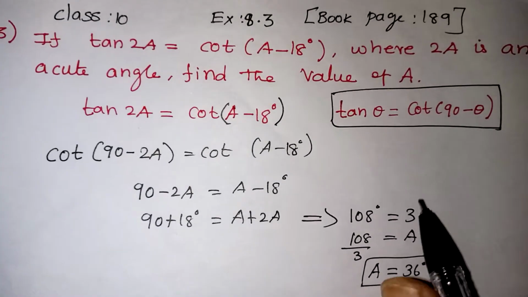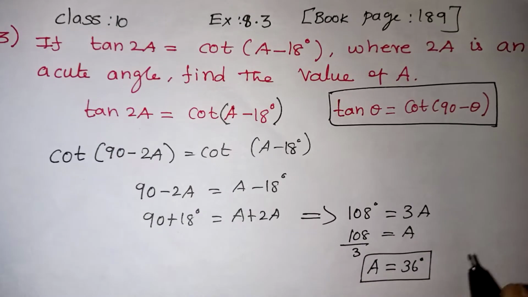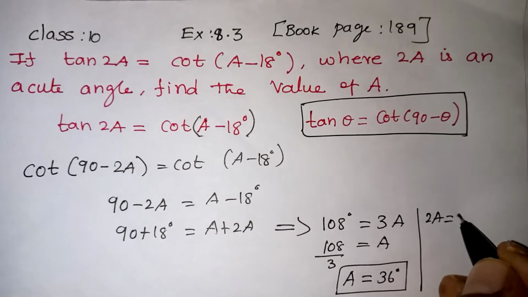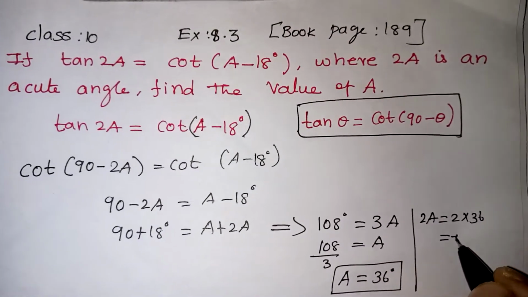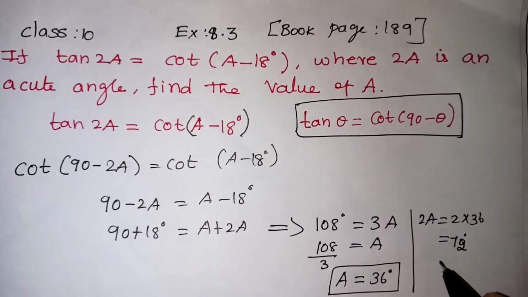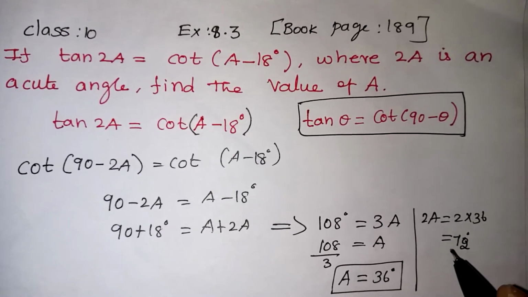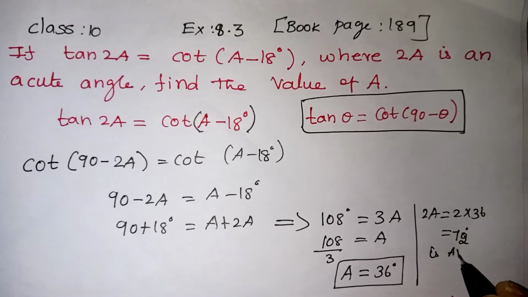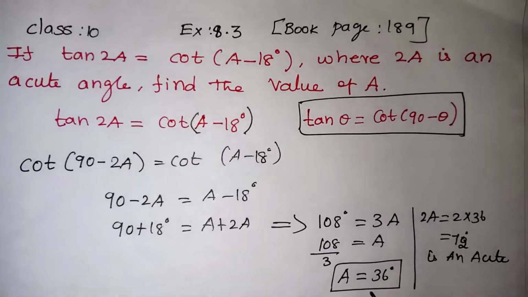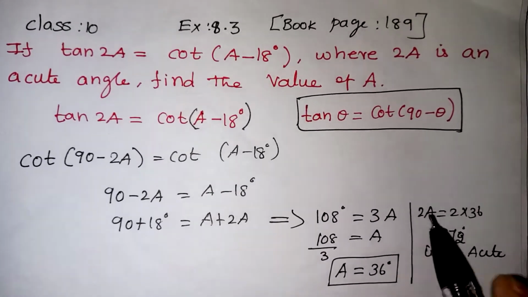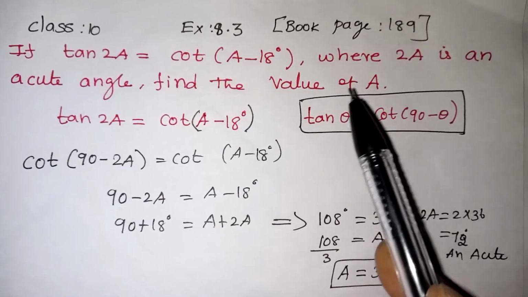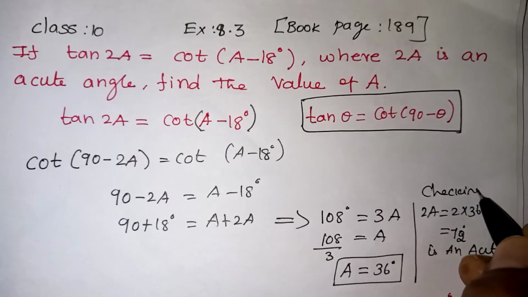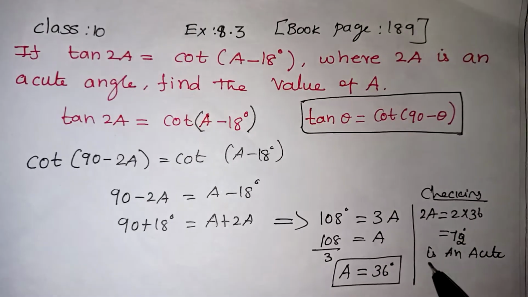Here they have given a condition: 2a is an acute angle. Definitely 2a is an acute angle because since a is 36 degrees, 2a will be 2 into 36, that will give you 72. 72 degrees is an acute angle. The angle which is less than 90 will be called an acute angle. So the condition is satisfied. That's what we need to check. Finally they asked you to find the a value, and we got the a value. Here they asked you to check the condition that 2a should be an acute angle, so we are doing the checking. The 2a value is 72, and 72 is an acute angle.